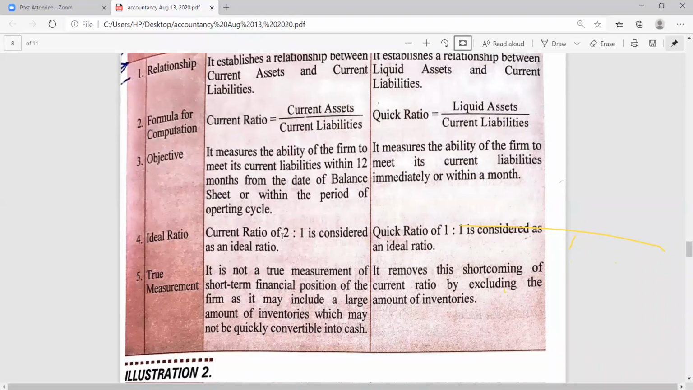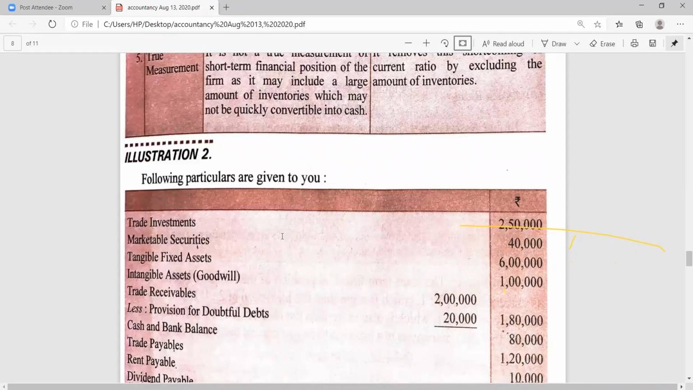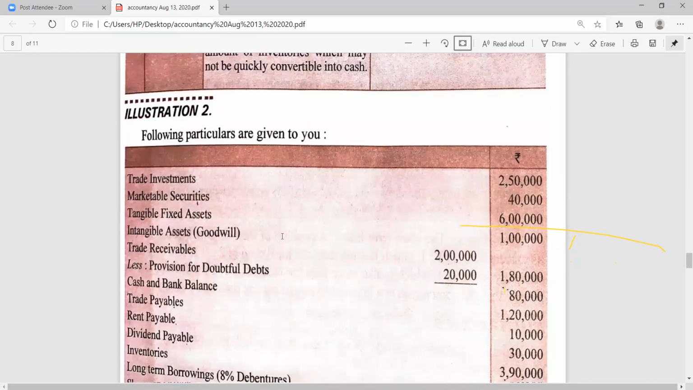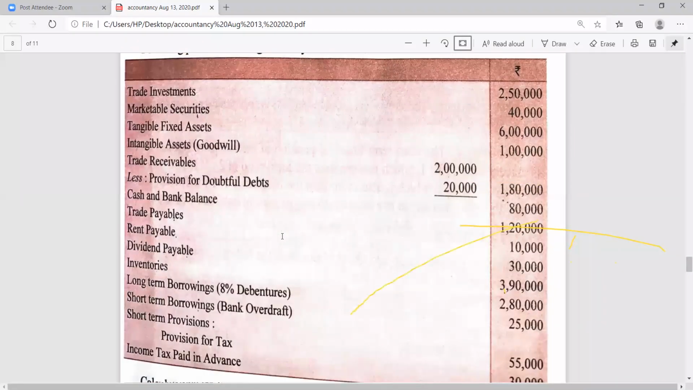Let's do illustration number 2 and see how the quick ratio is to be calculated. Trade investment, marketable securities, tangible fixed assets, intangible assets, trade receivable, provision for doubtful debts, cash and bank balance, trade payable, rent payable, payables means outstanding, dividend payable, inventories, long-term borrowing, that is your 8% debentures, short-term borrowings, bank overdraft.